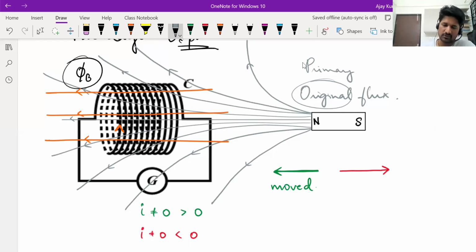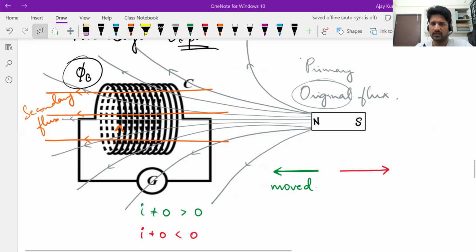As a result, there is flux produced in the coil. Due to this flux, the orange field is arising due to the coil's own current. So let's call it secondary flux. Now, the direction of that secondary flux depends on how the current is flowing in that coil. When you bring the magnet close to the coil, current flows in one direction, so secondary flux will get generated in one direction. When you take the magnet away from the coil, current flows in the reverse direction, and the secondary field will be produced in the opposite direction.